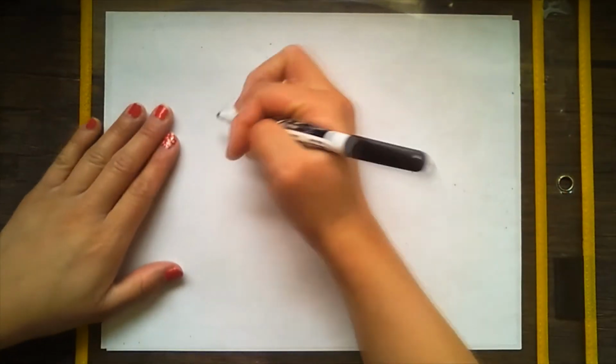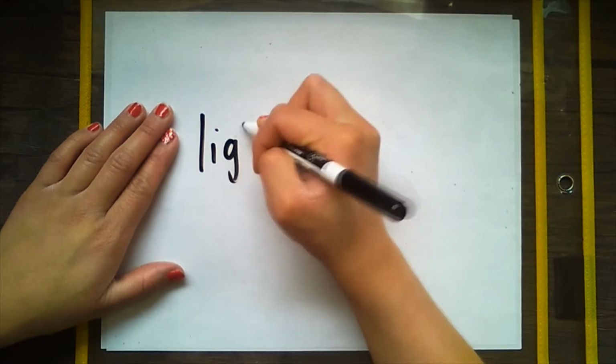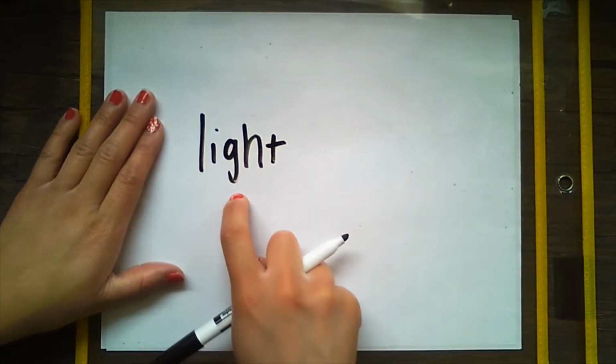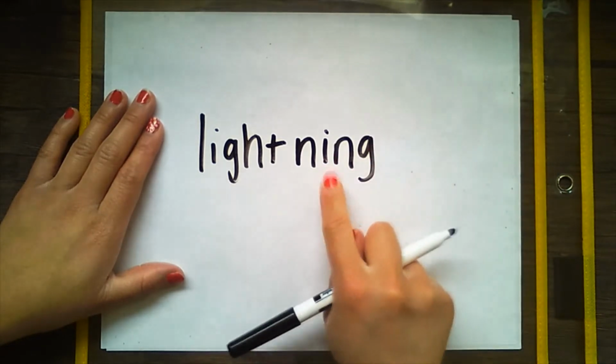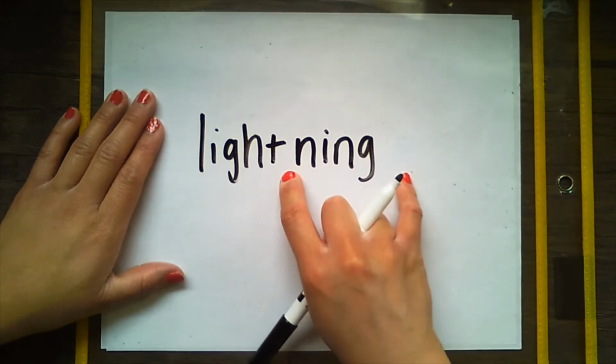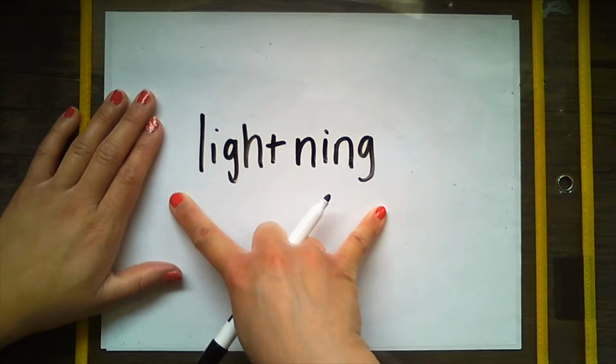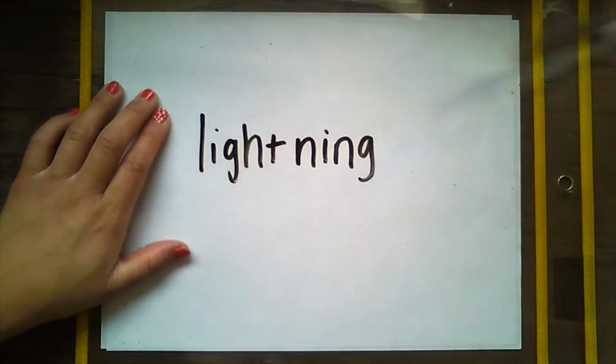Okay, let's move on to reading by syllables. So, read as I write by syllables, okay? But listen first. Read, light. Read, ning. Try for the real word. Lightning. Great job.